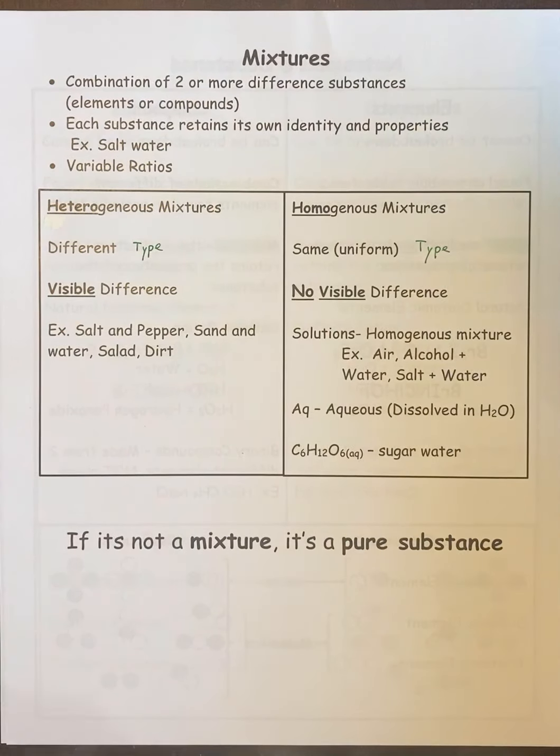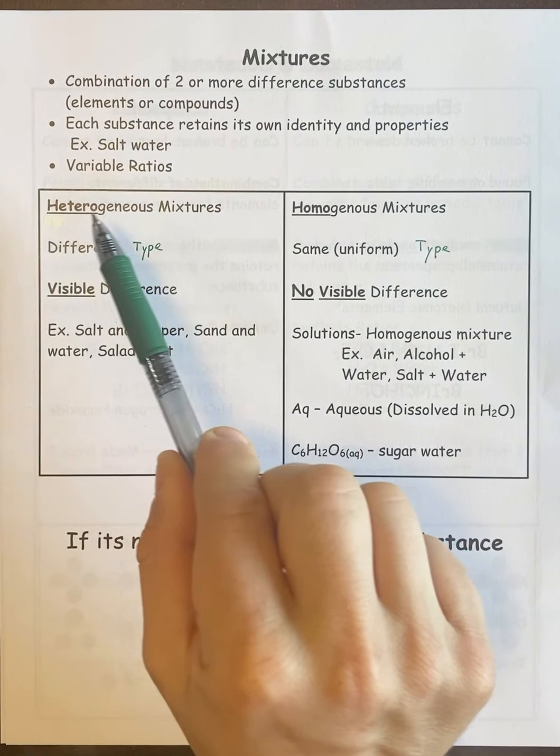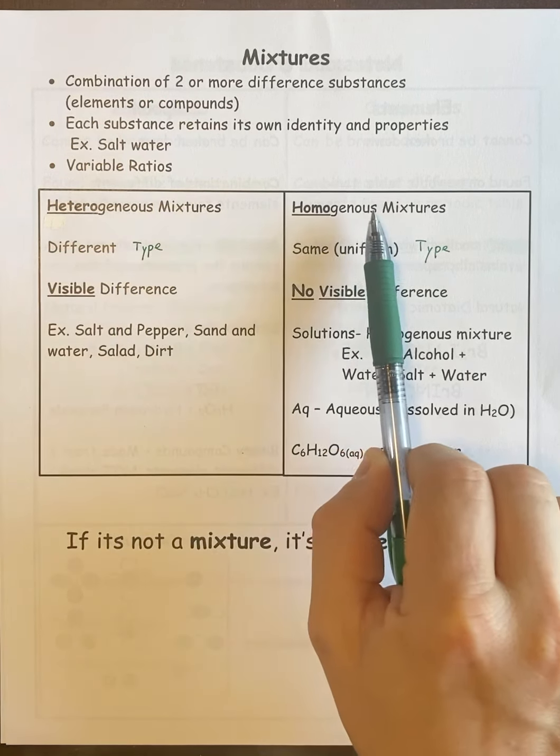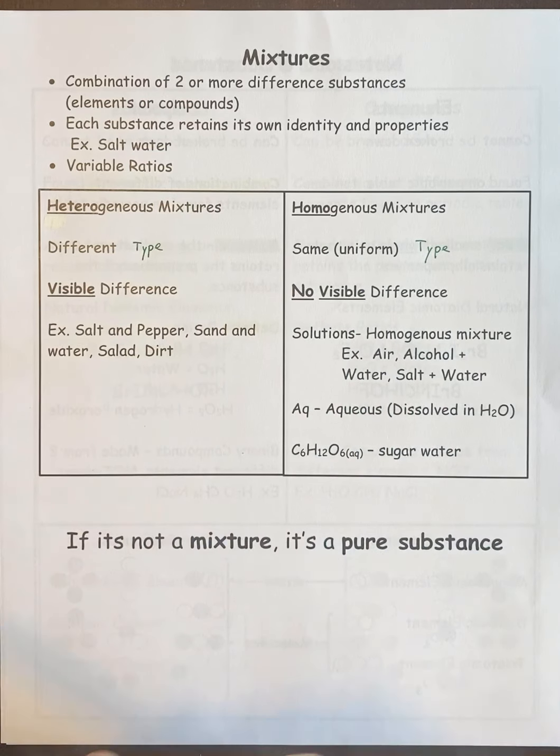Now, mixtures, the two types that I mentioned, there's heterogeneous and there's homogeneous. Now, you've heard the word genus before in biology. You've probably hopefully remembered that. Kingdom, phylum, class, order, family, genus, species, right? So the genus is the type, and homo and hetero we've definitely heard obviously in biology, but in terms of chemistry, the words are Latin and they really just mean same and different. So heterogeneous literally means different types, and homogeneous means same types or uniform types.